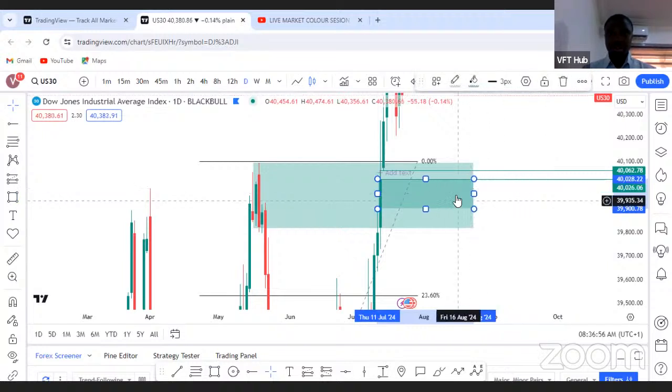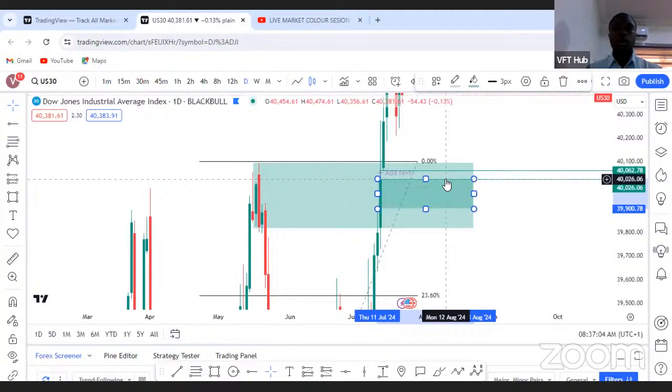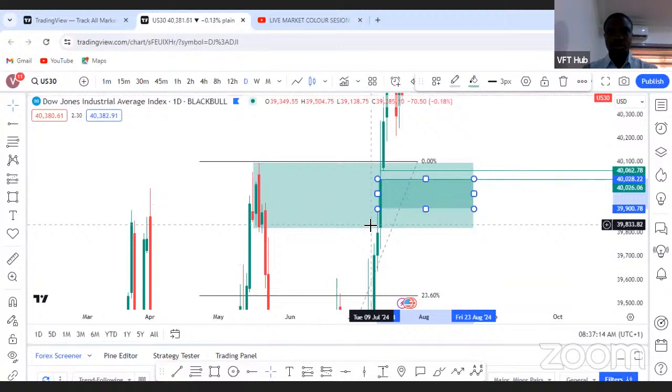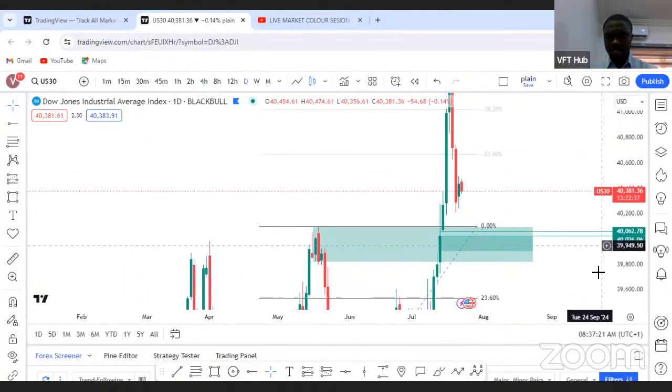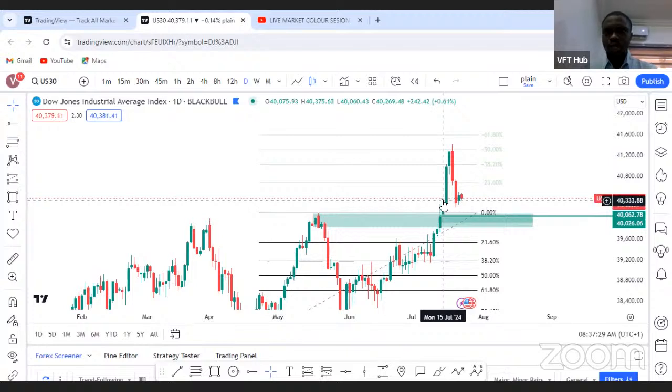So I want to see price come into these zones, at least this first one, before we start pushing to the upside. I want to see price enter this zone, and then from there we start looking for buy opportunities, because of course we wanted to buy from this level. However, I think it stopped me out the first time, so I had to calm down and look at the daily time frame to see what exactly is going on, because that's the bigger picture.